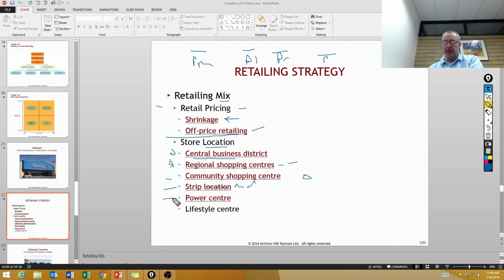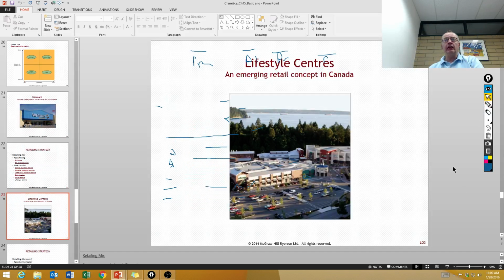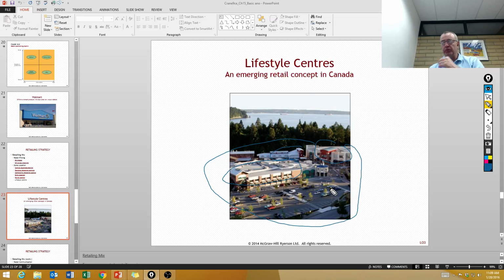We have these power centers. So it's a large strip mall with multiple anchors. And then we have these lifestyle centers. I think there's an example of one in the book here. It's kind of like an open air shopping mall. So you've got these big independent separate buildings, but they're all kind of collected in the same area. So it's kind of like a shopping mall, but it's got more fresh air in it than the traditional indoor shopping mall. Okay.